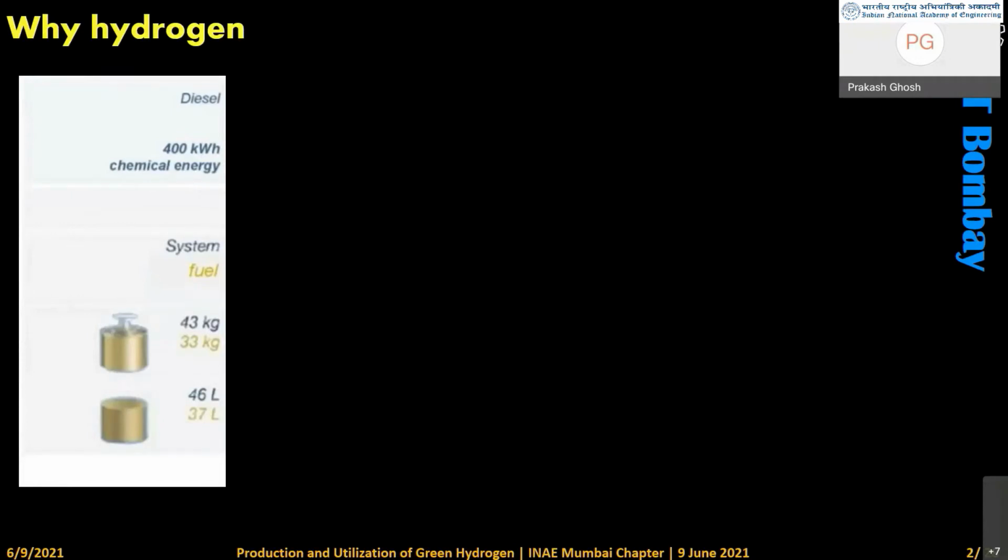So if you take the diesel and if you take the total 400 kilowatt hour total chemical energy, and if you take the weight and volume, you can see here how it looks. The gray color is the total weight and total volume, and the other one is the fuel weight and fuel volume.